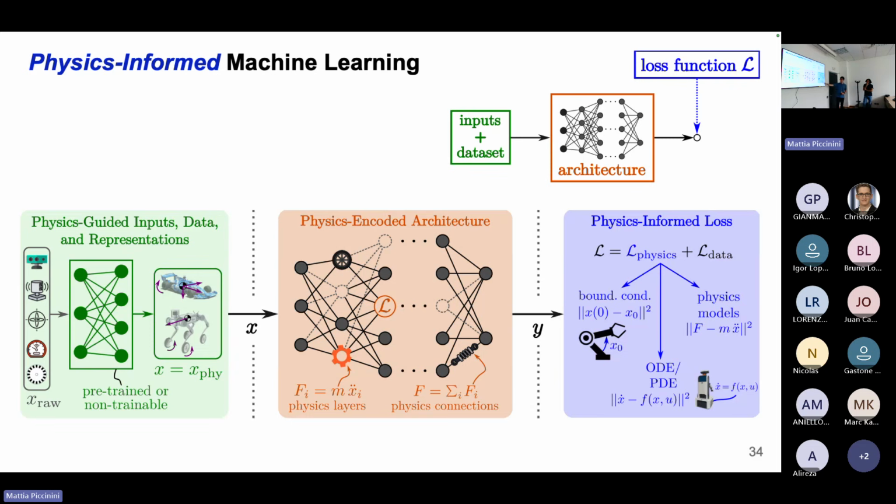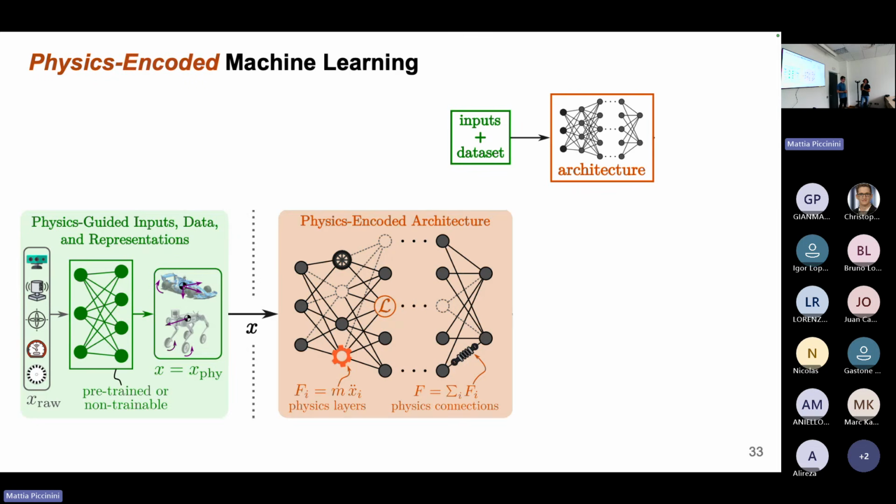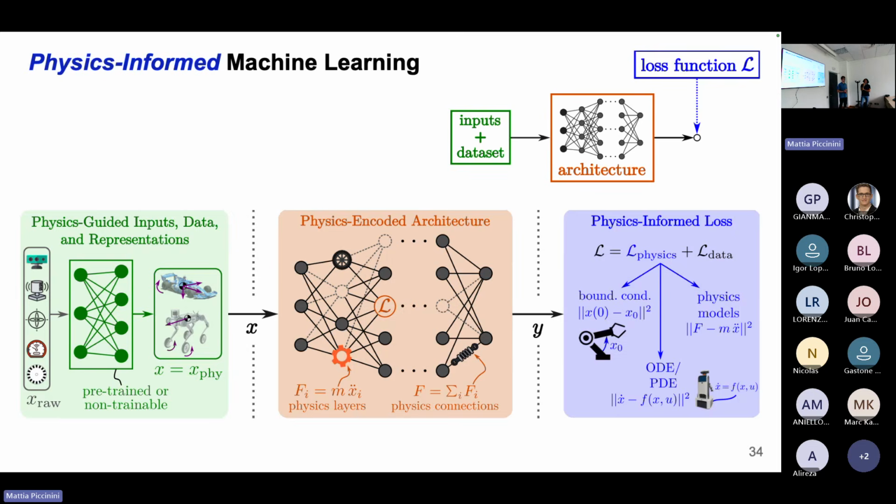Typically, we always have quadratic loss functions because it works better for optimization. Yeah, we have a convex cost function, it's better. But this is the general idea, okay? I just want to give you the very general idea. So again, physics-guided inputs and data set, physics-encoded architecture, physics-informed loss function.